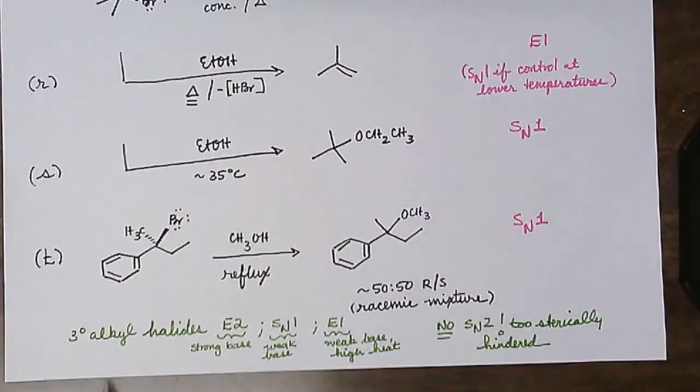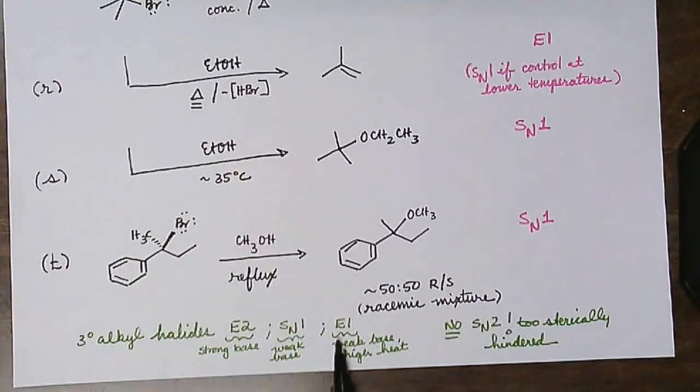So to summarize again, tertiary alkyl halides may undergo E2, SN1, or E1 reaction. There is no SN2 possible. If you use a strong base at high concentrations and heat, we would expect E2 elimination. If you use a weak base at slightly elevated temperature, you would expect SN1. And if you use a weak base with high heat, with greater entropy, we would expect E1 elimination.